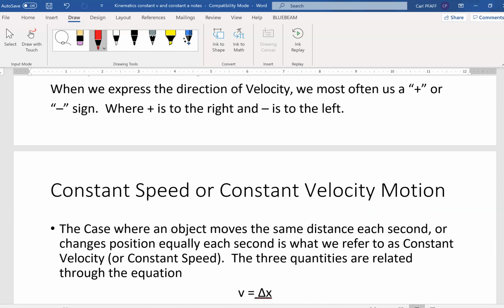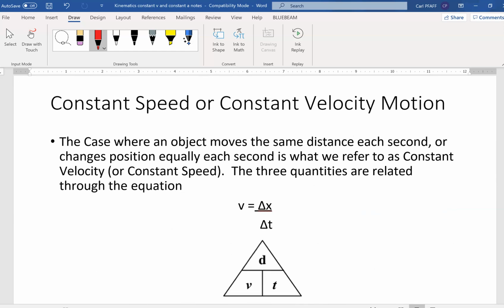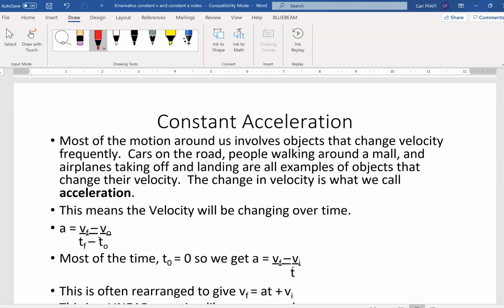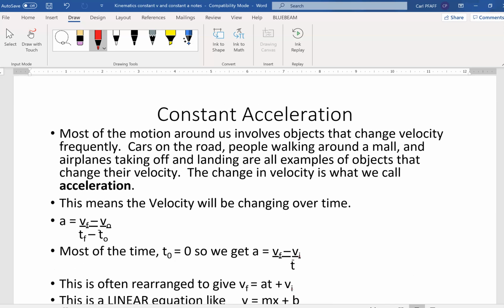So now we're going to start talking about what happens if we are accelerating. What if we're changing speed? First thing, when we change the speed, a change in velocity, that's called acceleration.